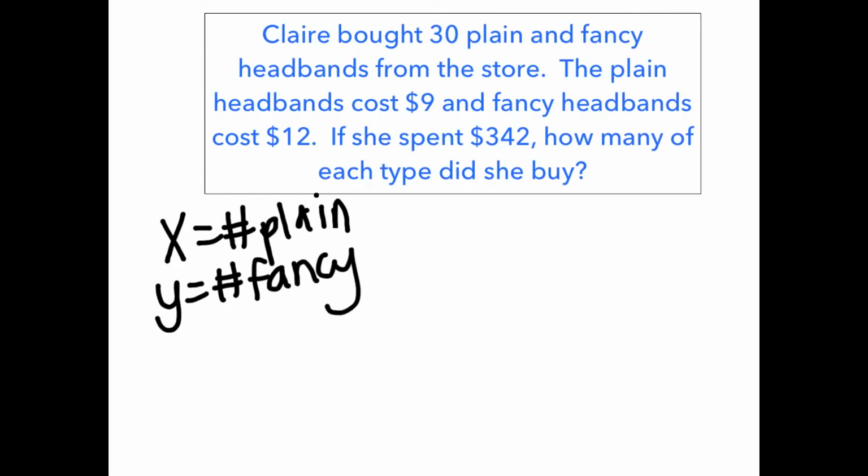Now we want to translate this first sentence. Claire bought 30 plain and fancy headbands from the store. So that means the number of plain headbands and the number of fancy headbands totaled 30. You can cross this out because we won't use that again. And you'll see that this is a quantity equation. That means the number of plain plus the number of fancy is a total number of 30. That's how you know those go together.